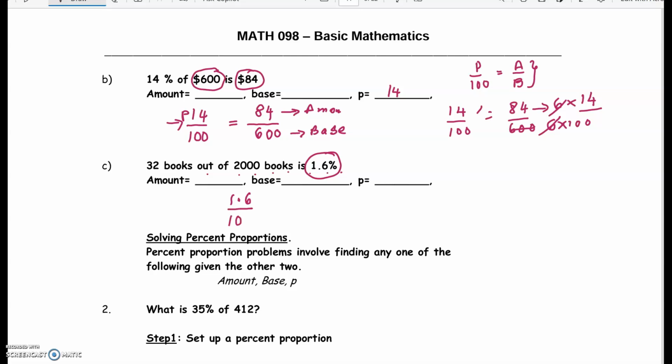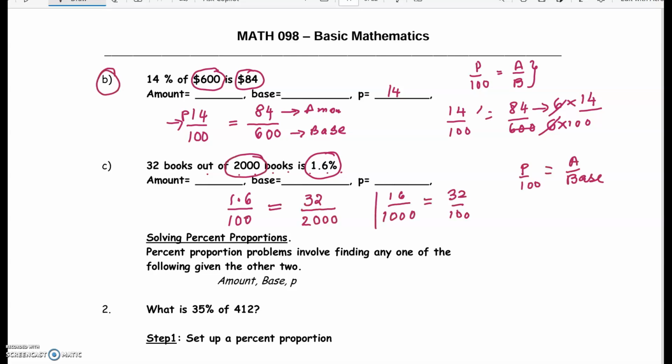Percent is always written over 100. So let's just go over this again. This is 14%, so 14 over 100 is equal to 84 out of a total of 600. The total, or the reference value, sits in the denominator, and 84 is considered a part of 600, so it sits in the numerator. It's called the amount.